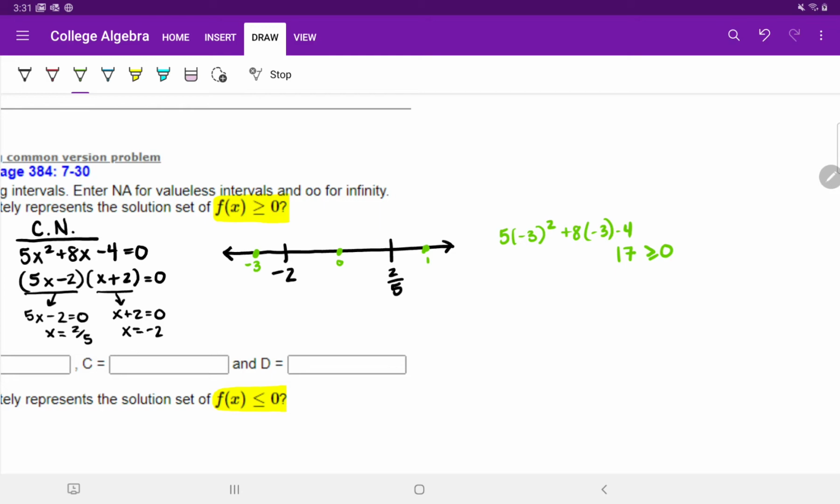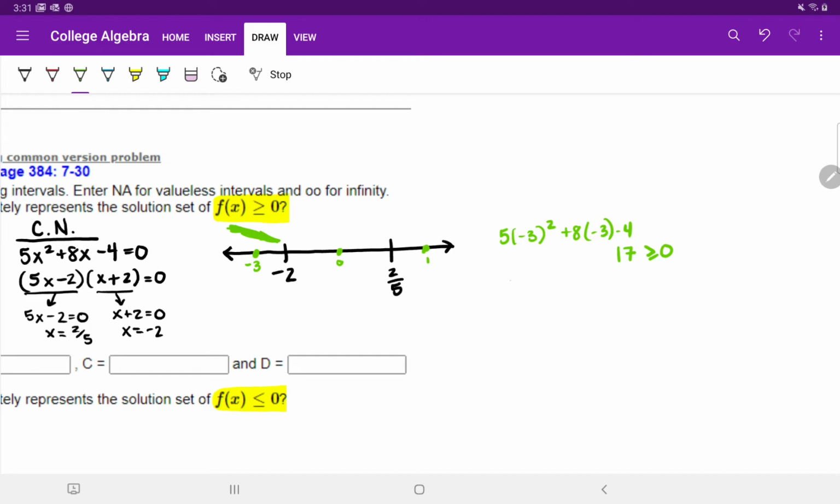So instead of actually deciding on my intervals right now, whether they're part of my answer or not, I want this answer to work for both parts of this question. So we're just going to say that these values are greater than, meaning they're above 0. So I'm going to make a little mark here to indicate that my function values are above the axis.